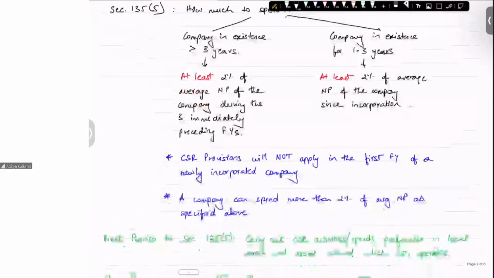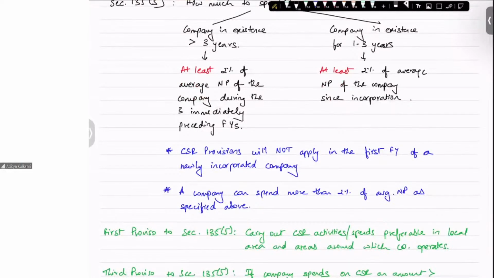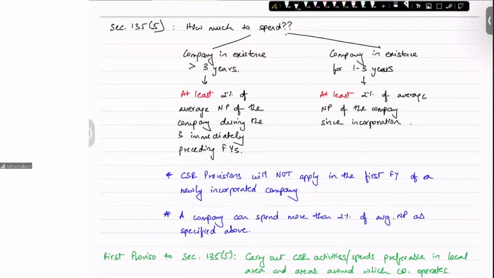CSR provisions will not apply to a company in the first financial year of a newly incorporated company. Okay, so a newly incorporated company will not have a preceding year, and that is why in year 1 there won't be any CSR applicability. A company can spend more than 2%, most welcome, no problem.